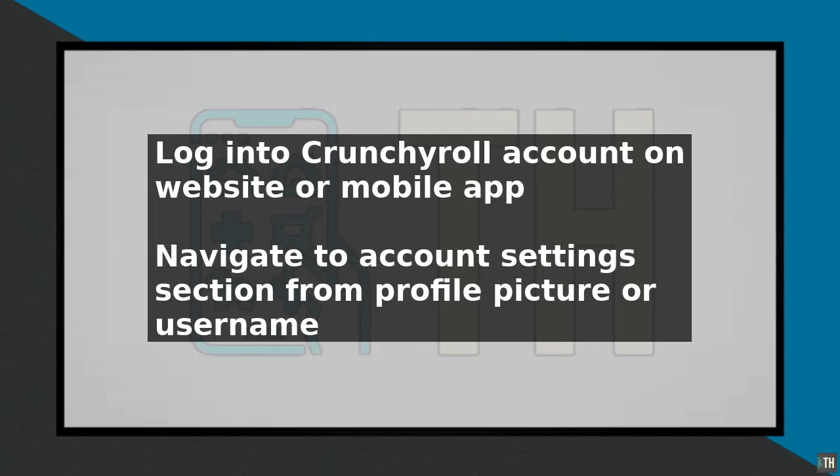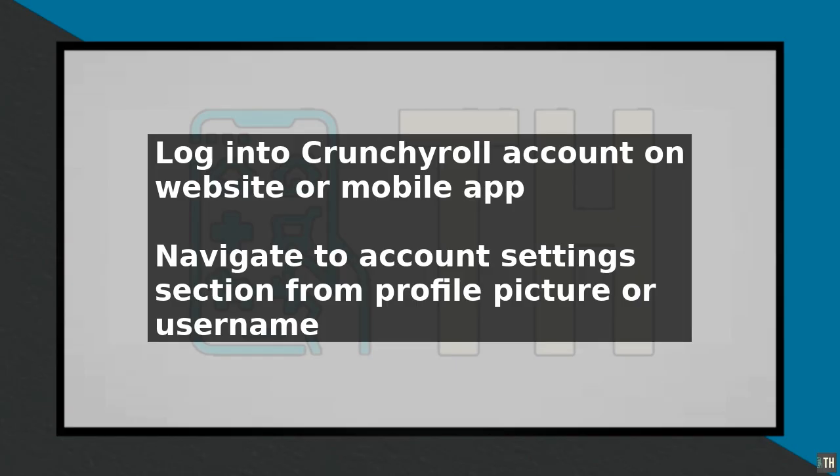To add PayPal to Crunchyroll, start by logging into your Crunchyroll account on the website or mobile app. Once you are logged in, navigate to the Account Settings section. This is usually found by clicking on your profile picture or username in the top right corner of the page, then selecting Account Settings from the drop-down menu.